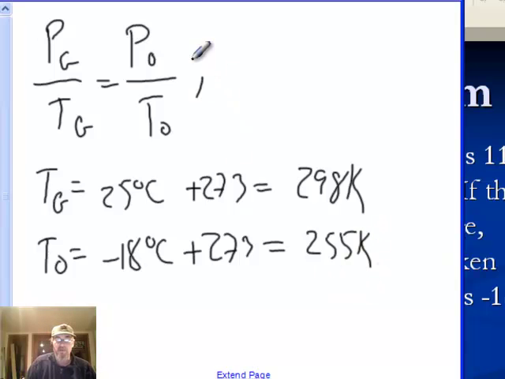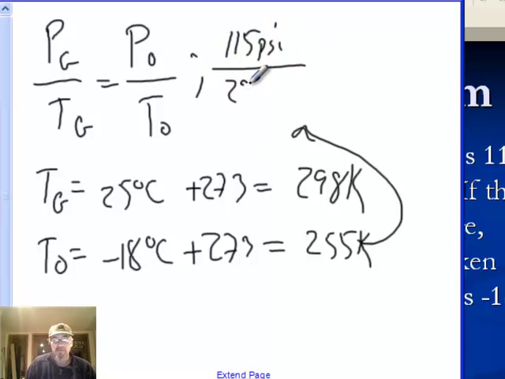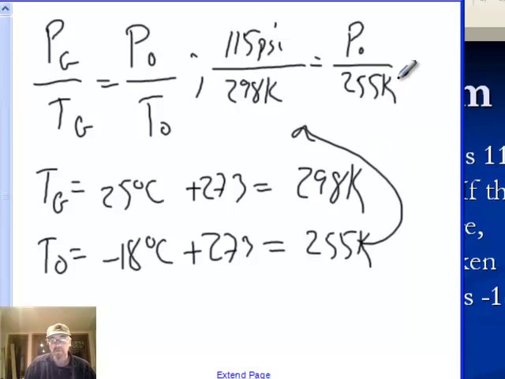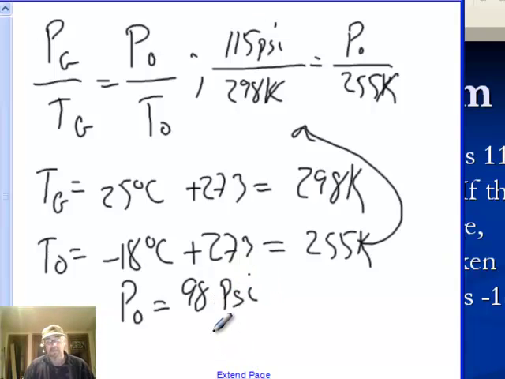So plugging that information in up here, pressure in the garage, well, that was 115 psi. Temperature in the garage, 298 kelvins. Pressure outside, well, that's what we're trying to find. Temperature outside is 255 kelvins. Kelvins drop out. The units of pressure are going to be psi's. And if you do your cross multiply and divide thing, you find that the pressure outside is 98 pounds per square inch. It's a drop in pressure. You'd expect to see a drop in pressure when the temperature goes down.